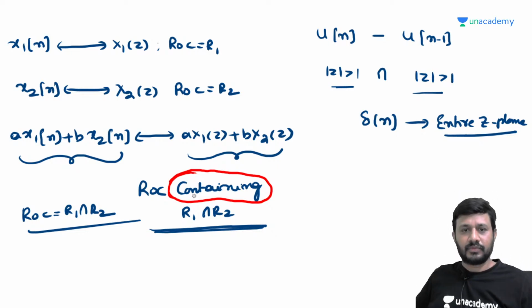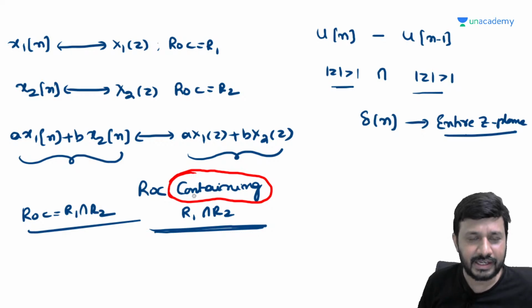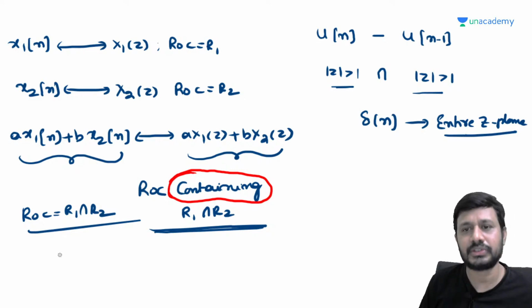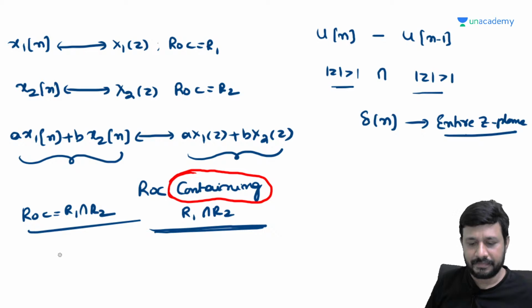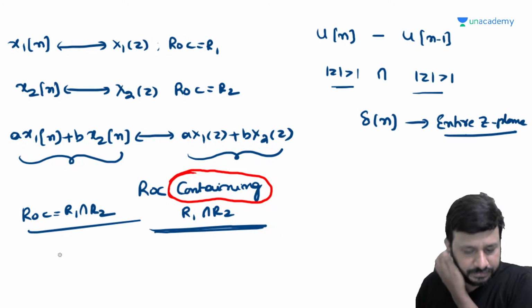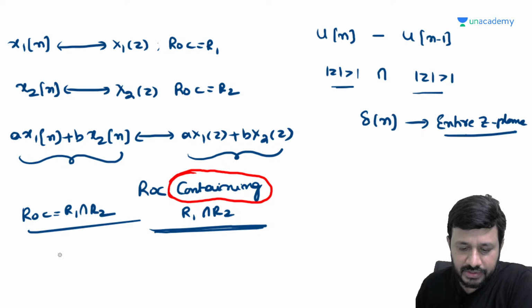So always write, for linear combination, ROC containing. Containing means after linear combination you may get a finite duration signal. For that the ROC will be some ROC which will contain the previous ROCs also. That is the meaning. So we can also say that if x[n] is causal and finite duration, the ROC is mod z greater than 0.